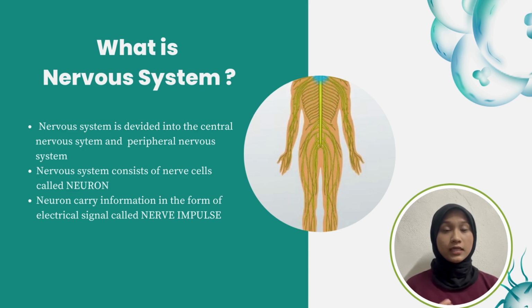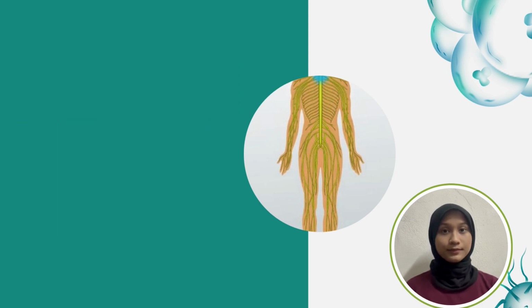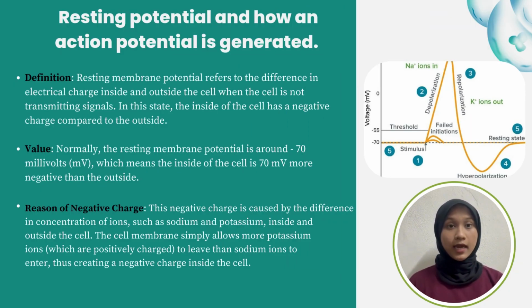Nervous system consists of nerve cells, which are neurons. Neurons carry information in the form of electrical signals called nerve impulses. So I will talk about resting potential and how an action potential is generated. Definition: resting membrane potential refers to the difference in electrical charge inside and outside the cell when the cell is not transmitting signals. In this state, the inside of the cell has a negative charge compared to the outside. Normally the resting membrane potential is around negative 70 millivolts, which means the inside of the cell is 70 millivolts more negative than the outside.